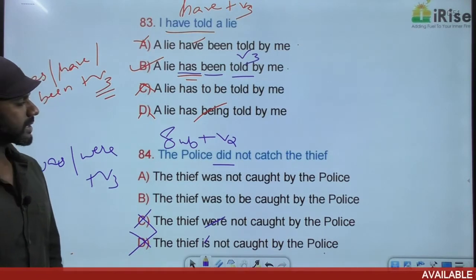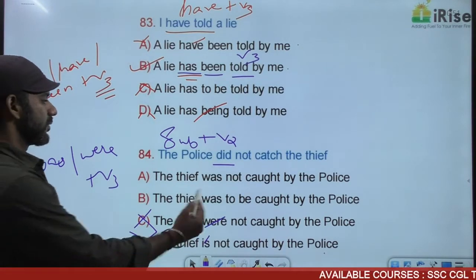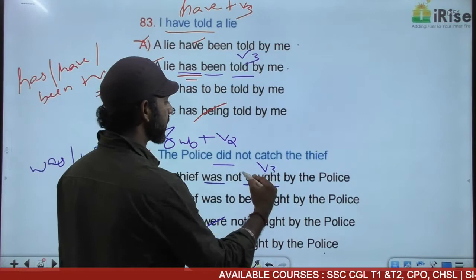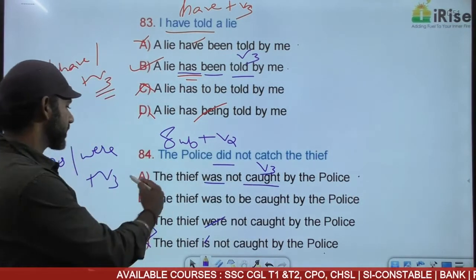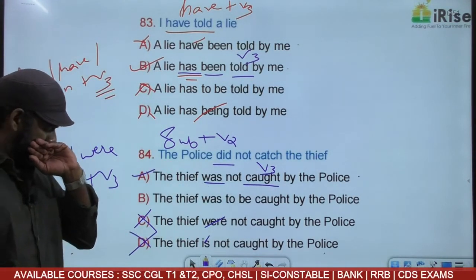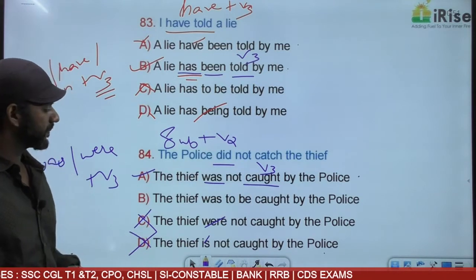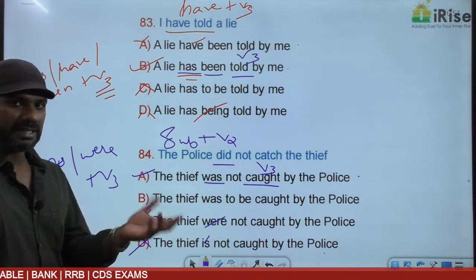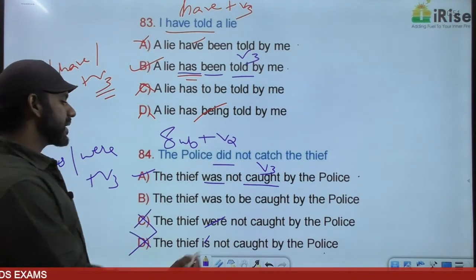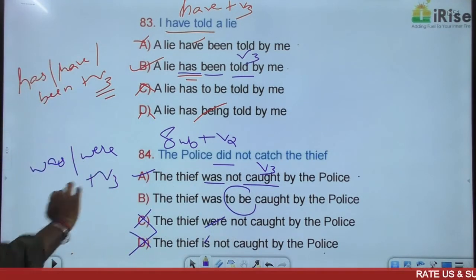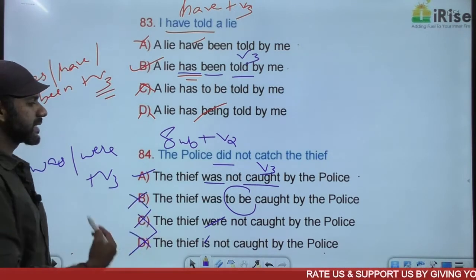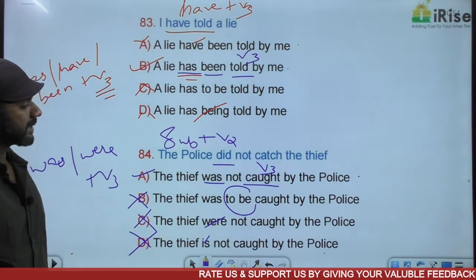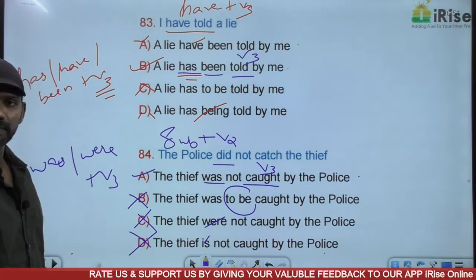The thief was not caught by the police. Was not caught is was plus V3. Simple past passive voice must be considered. Sorry. Come to Bombay. The thief was to be caught by the police. What is extra here? The meaning is different actually. Then to be is extra here, which does not come in the structure of simple past tense. Eliminated. The answer must be option A. The thief was not caught by the police.